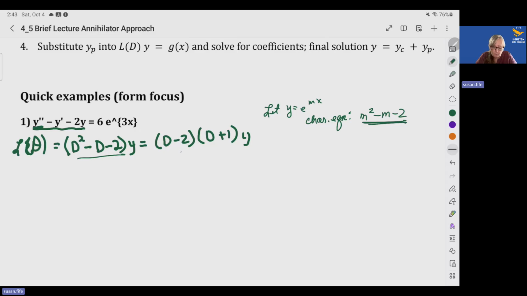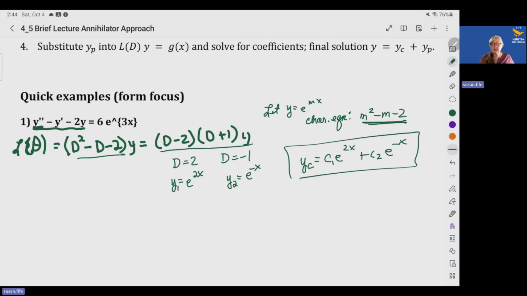From here, we know that if D were a constant, we would get D equals 2 and D equals negative 1. D equals 2 would give us y sub 1 equals e to the 2x, and D equals negative 1 gives us y sub 2 equals e to the negative x. So our complementary solution is c1 e to the 2x plus c2 e to the negative x. So the first step, we're kind of doing both: writing the left side in terms of the differential operator, and solving for the complementary solution.